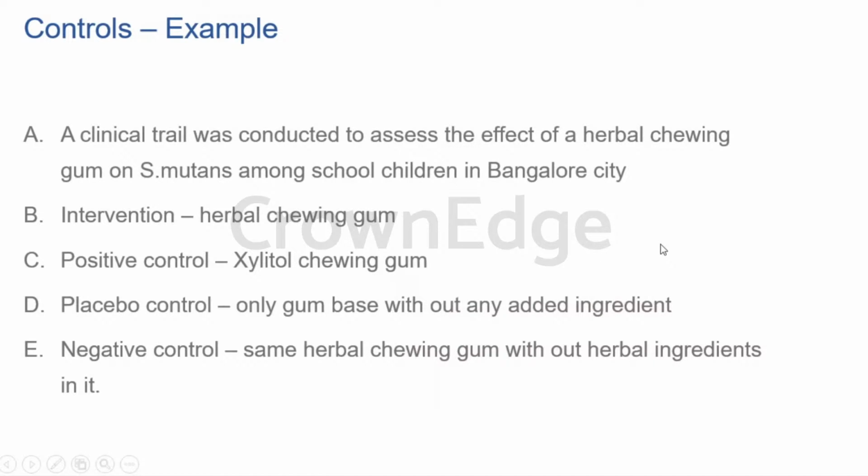A clinical trial was conducted to assess the effect of herbal chewing gum on S mutans among children in Bangalore city. So the intervention here is herbal chewing gum. Positive control in this case can be xylitol chewing gum, because xylitol has proven to be effective against dental caries, that is against S mutans. Placebo control can be only a gum base without any added ingredient, maybe just a flavoring agent and a gum base, like your normal bubble gum. Then negative control will be the same herbal chewing gum without the herbal ingredient that you are studying.